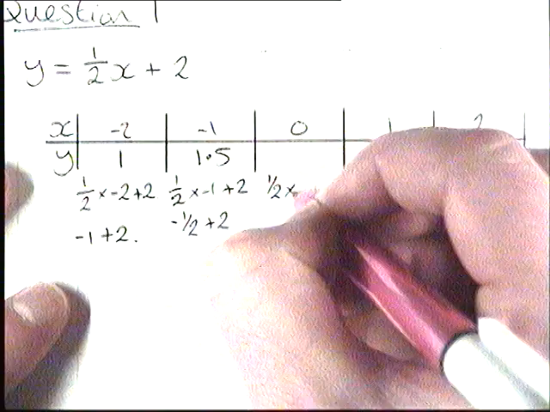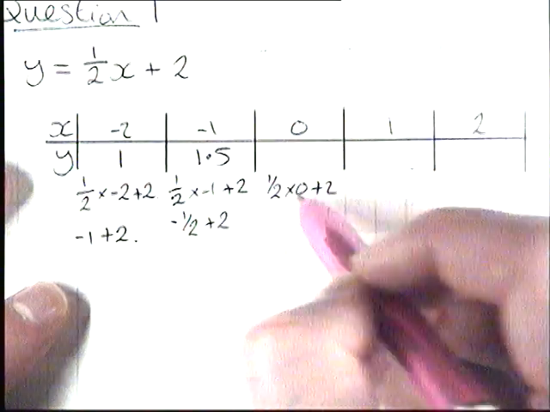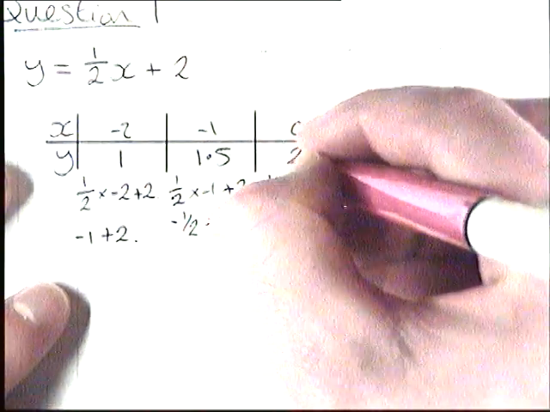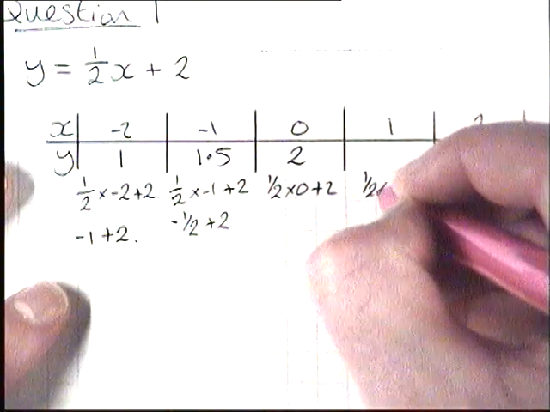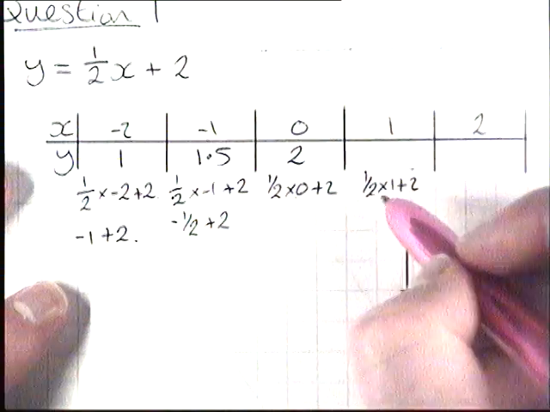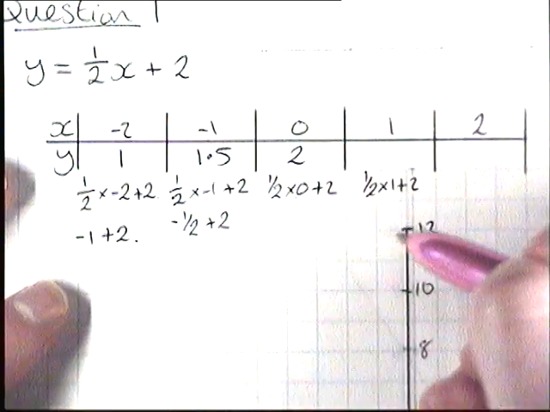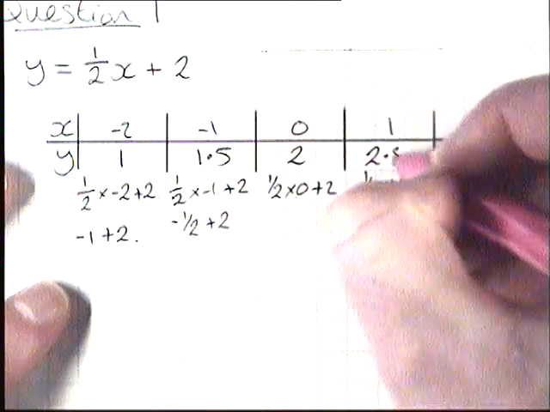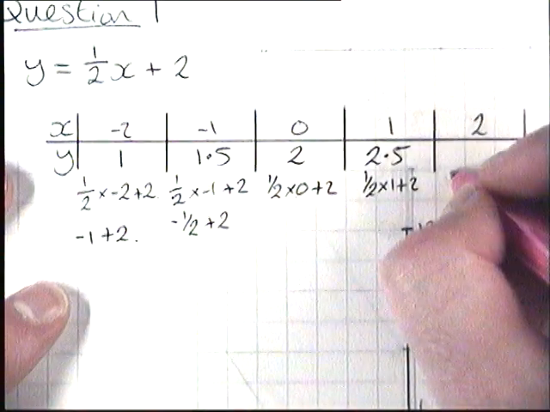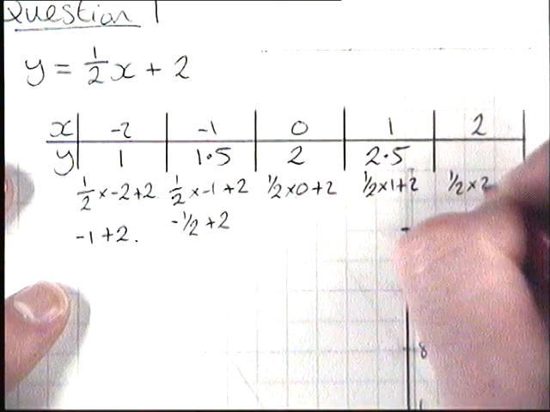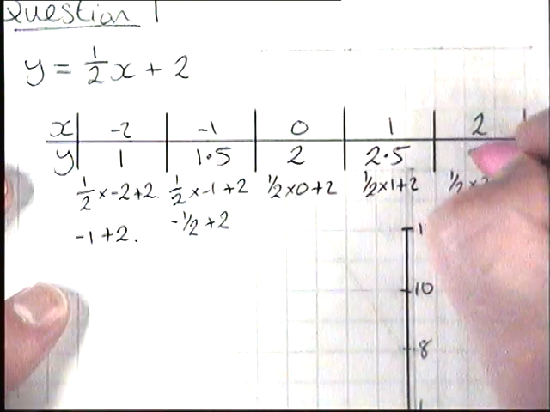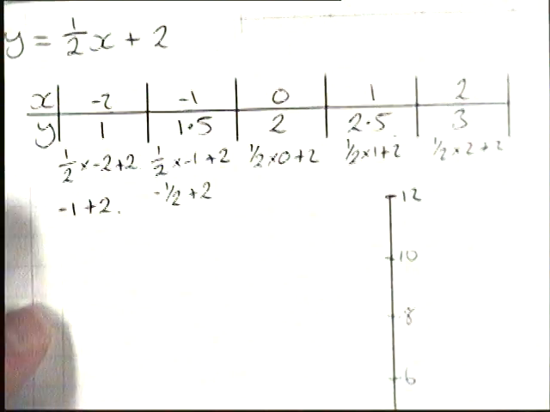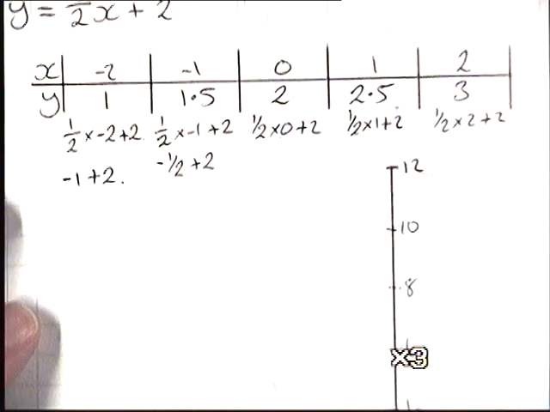Next one, half times 0 plus 2. So half times 0 is 0, plus 2 is 2. Half times 1 plus 2, half times 1 is just a half, plus 2 is 2.5. And then we've got a half times 2 plus 2. Half times 2 is 1, plus 2 is 3. So we've got our coordinates. We can now plot those on our axes.